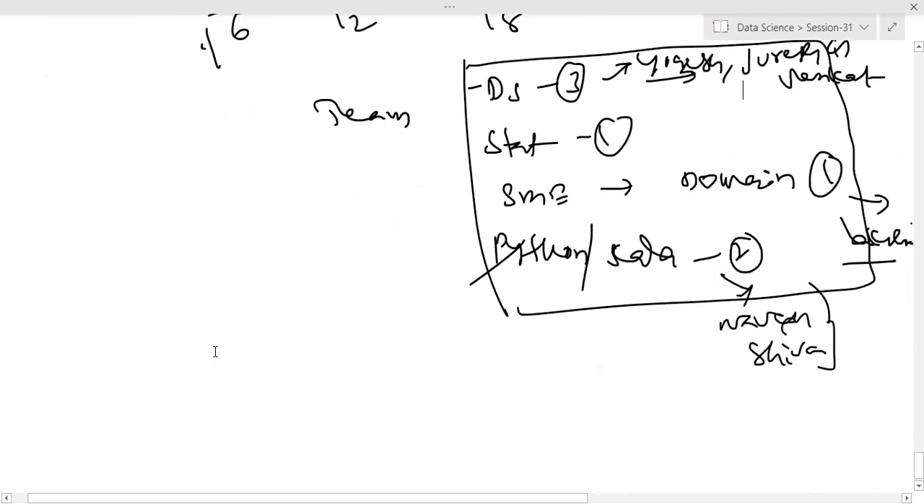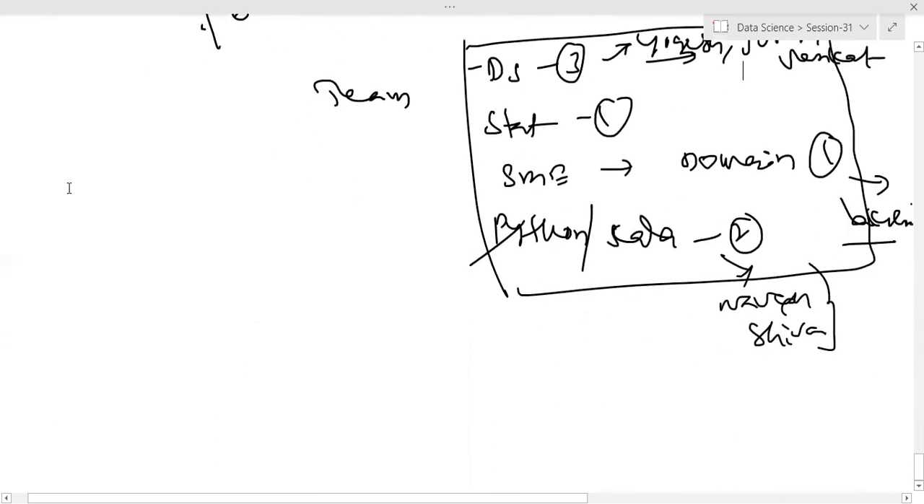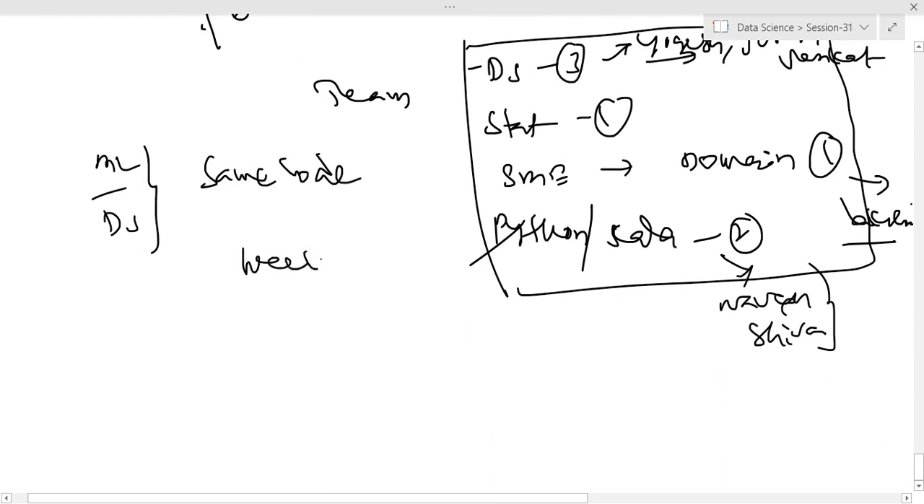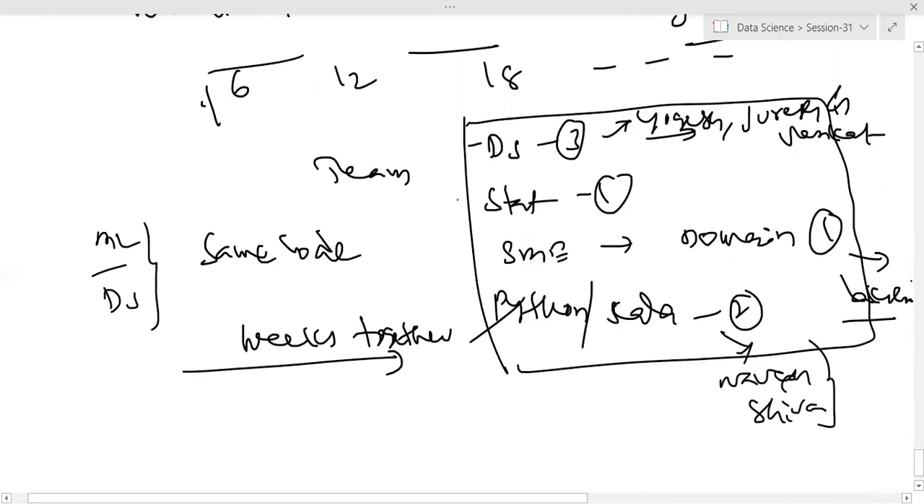Simple, friends: daily, whatever programming we are doing in Java or Python, we won't do those typical functionalities in machine learning or data science projects. Because the same code or the same implementation, weeks together, we have to work, friends, because many things would be there. If you are removing one feature and you want to run your code, then you have to come across many steps actually. So why have you removed that, and what is the reason?